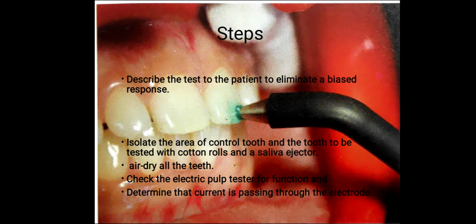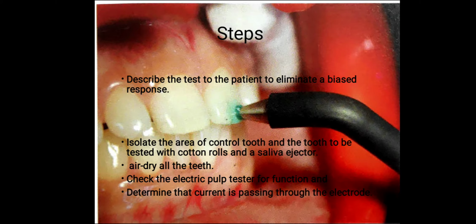Steps of performing electric pulp test. Number 1. Firstly, you need to describe the test to the patient, which would eliminate a biased response. Then we need to isolate the control tooth and also the tooth to be tested with cotton rolls and saliva ejector. We then air dry all teeth.